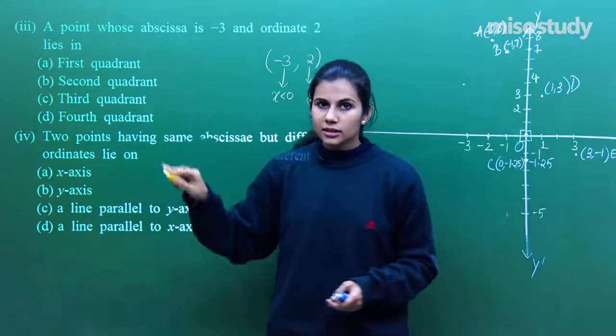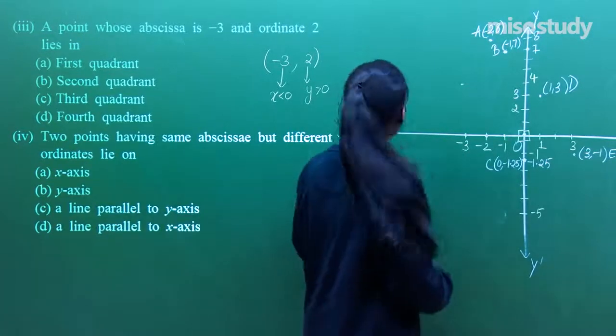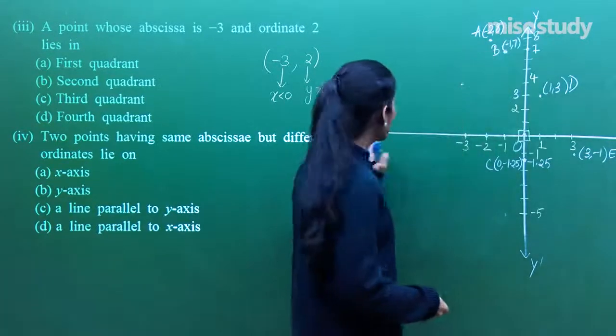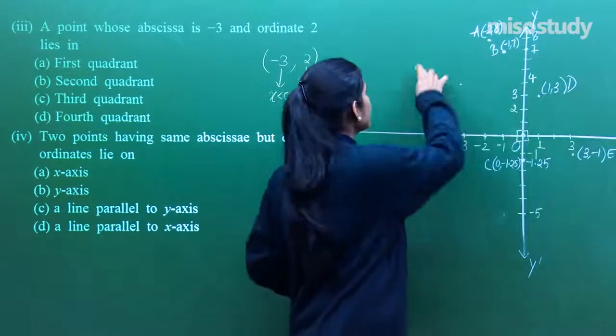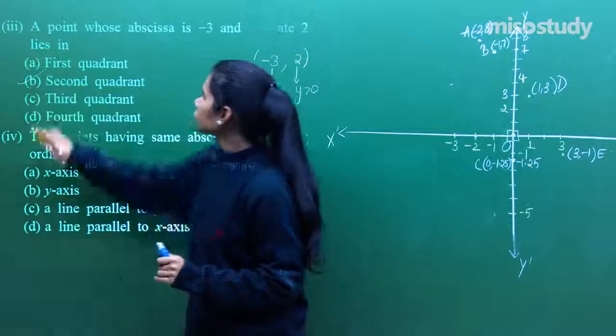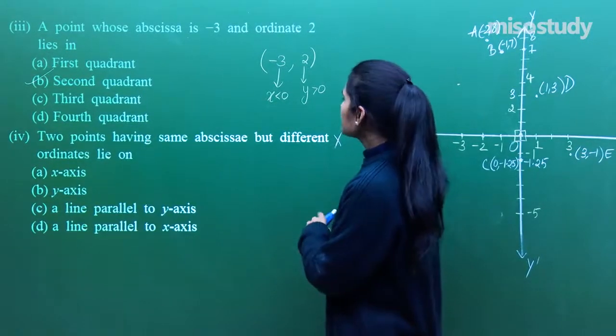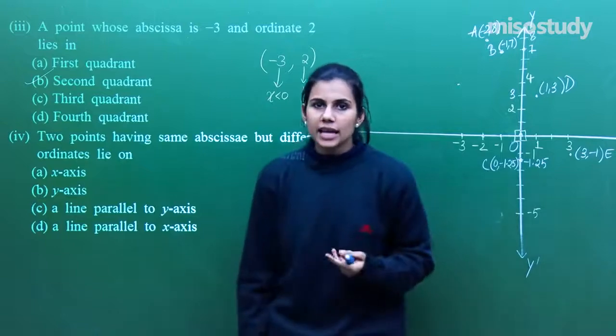So that means what all is contributing to get the point? Negative x axis and positive y axis. So the quadrant will be x dash O y, that is the second quadrant. So the point is going to lie in the second quadrant. Clear? 2 points having same abscissas but different ordinates lie where?